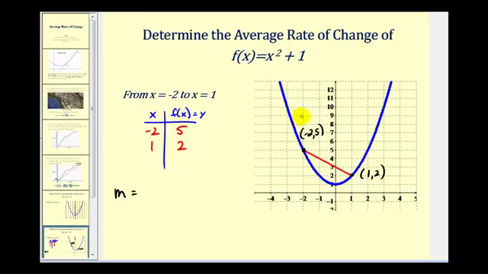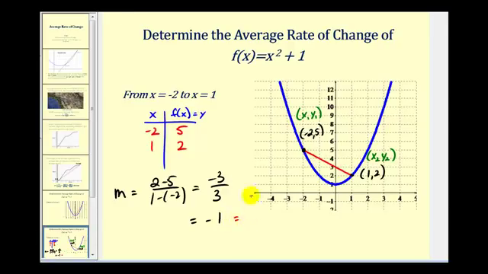Again, to keep things organized, I'll call this x sub 1, y sub 1, and this point x sub 2, y sub 2. So y sub 2 minus y sub 1 is going to be 2 minus 5. And the denominator is going to be x sub 2 minus x sub 1. Well, 1 minus -2. Here we're going to have -3 over, this is going to be +3. So the average rate of change is equal to -1.